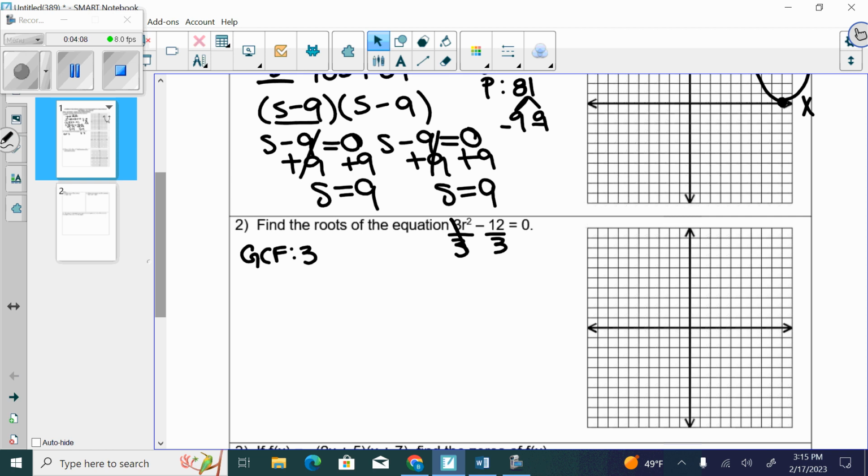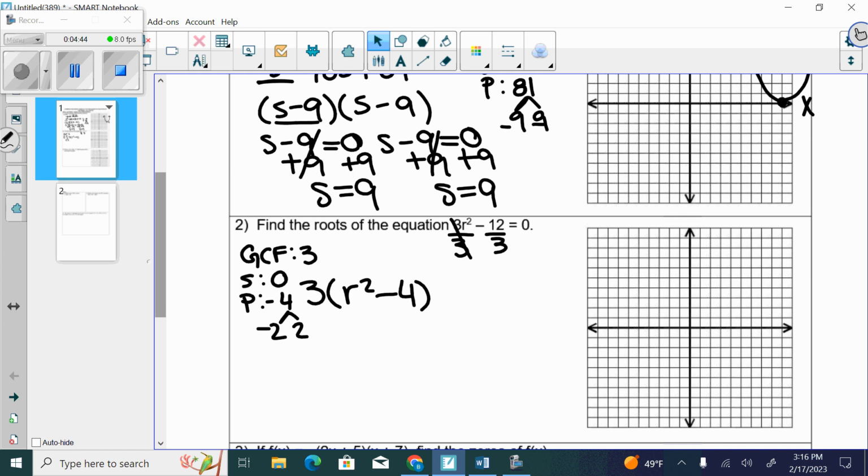All right, so these 3's will divide out, right? And I'm going to be left with just the r squared. And what's negative 12 divided by 3? Good. All right. So now that we have it written this way, I look for s and p. Where is s supposed to be? In the middle. Is there anything there? So what does it have to be? 0. And what's p? Good. All right, what multiplies to give me negative 4 and adds to give me 0?